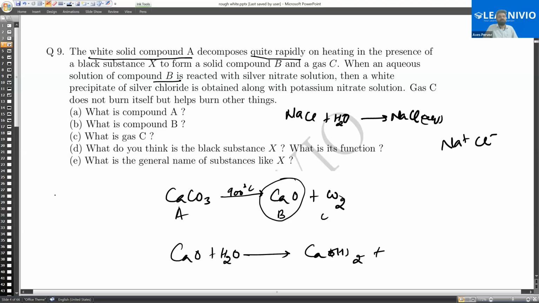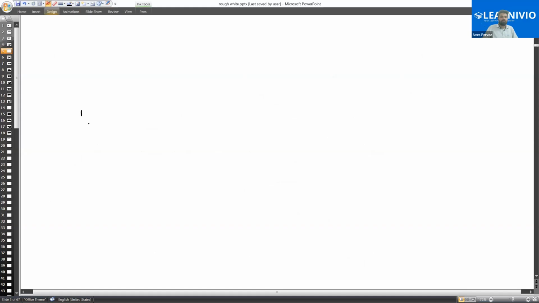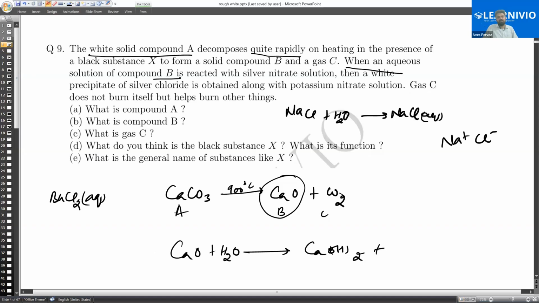Aqueous solution means, for example, barium chloride aqueous, which means barium chloride dissolved in water. Okay, are you getting my point? So it is not practically possible. An aqueous solution of B is treated with silver nitrate. So what is compound B? It is not that B. So thinking that this is calcium carbonate is not right, because we cannot have this one.